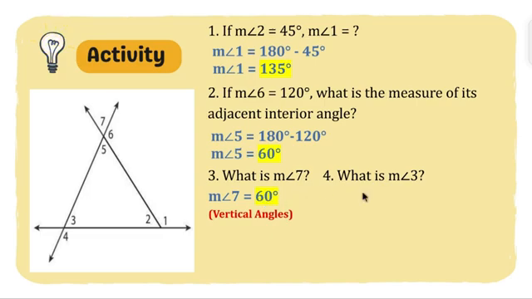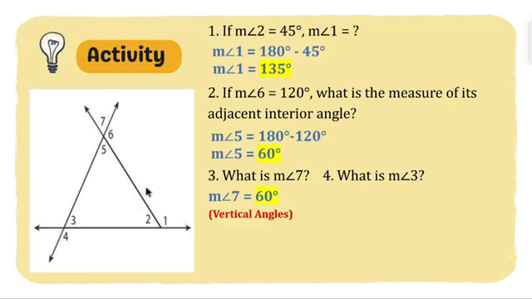Alright, now let's have number 4. What is the measurement of angle 3? Here, as you can see, there is no other given. It was not said what the measurement of angle 4 is. What can be our solution here? Okay. Here, we need to go back to our previous activity and lesson.